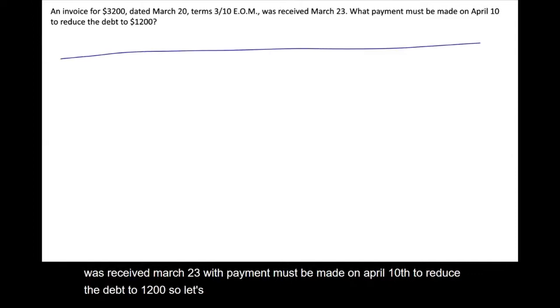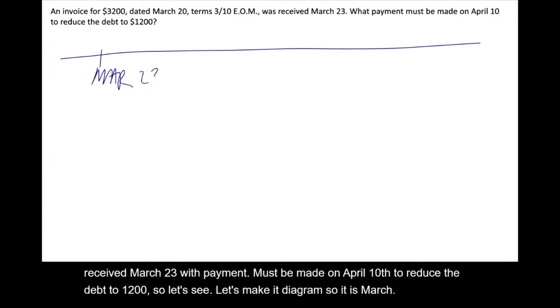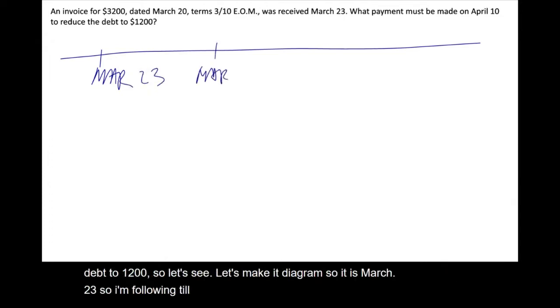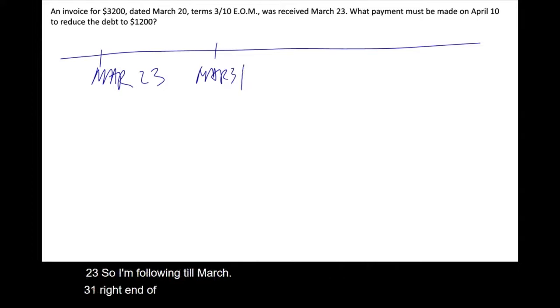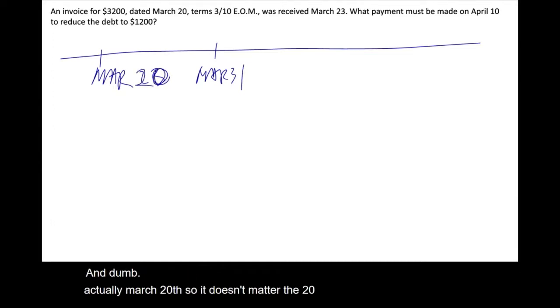Next, an invoice for 3200 dated March 20th, terms 3/10 EOM, means end of month, right? Was received March 23. Payment must be made on April 10th to reduce the debt to 1200. Let's make a diagram. So it is March 23. So I'm following till March 31, right? End of month. Actually March 20th, it doesn't matter, the 23rd or 20th, we follow till March 31st anyways, right?